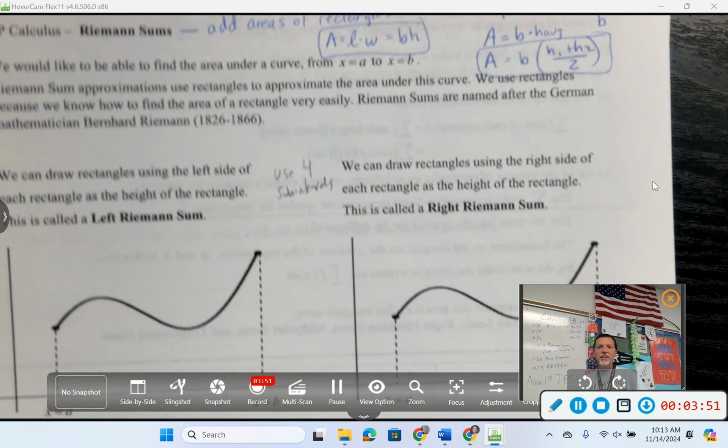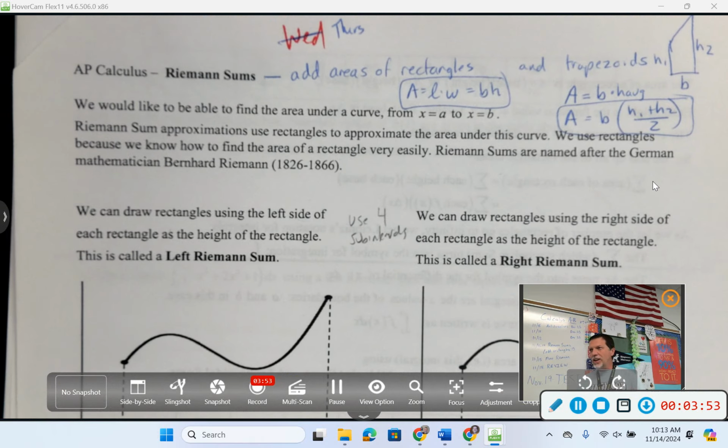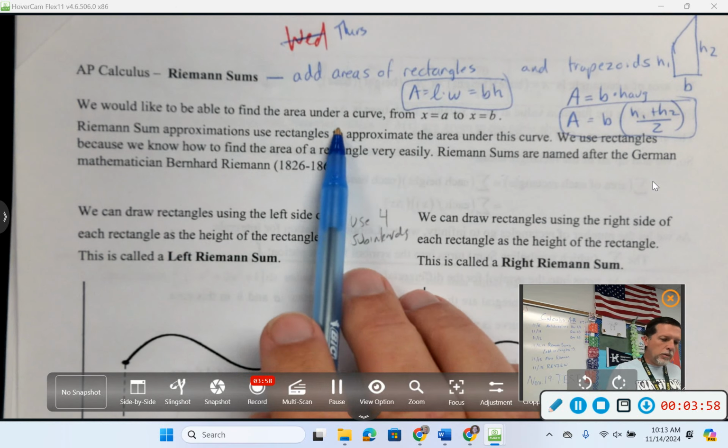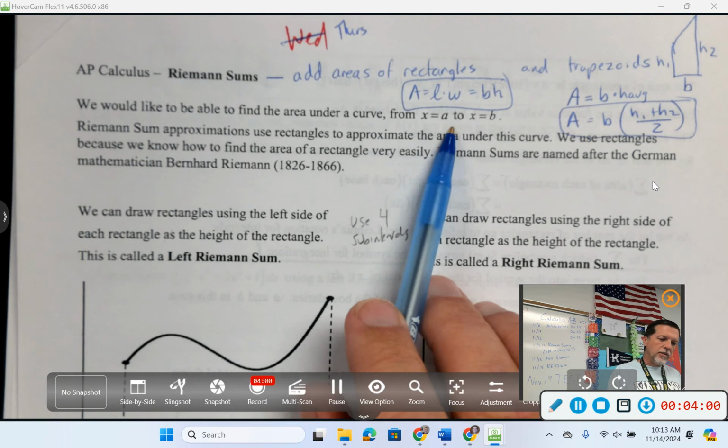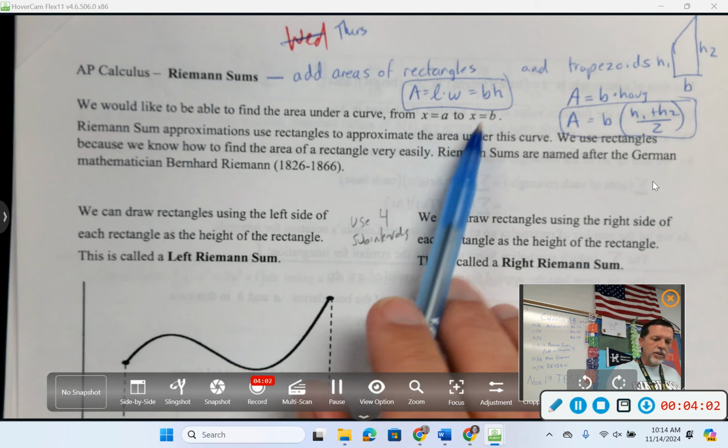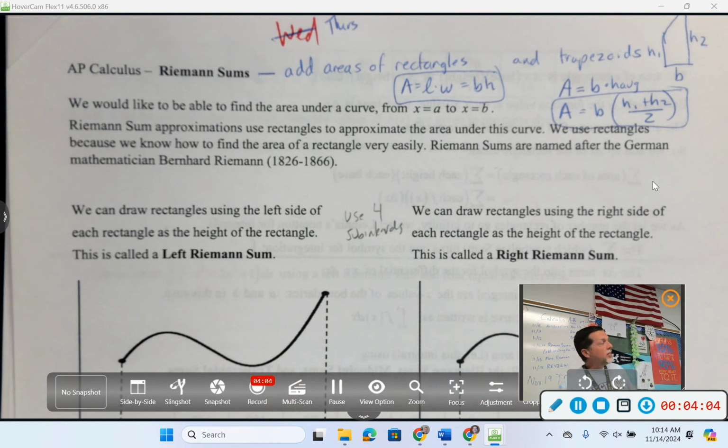Okay, so let's get into the details here. But again, don't lose sight of the big picture. All we're doing is adding up rectangles. We want to find the area under a curve between x equals a and x equals b. By the way, this is the same thing we did like first day of school long ago when we lined out the rectangles of toilet paper and added them up. That's what we're doing today.